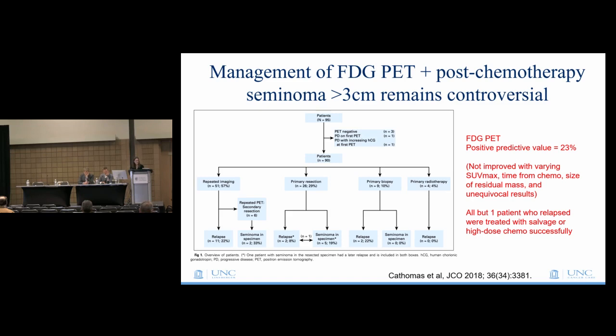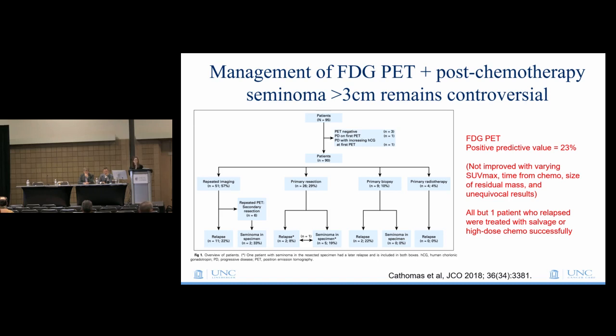And interestingly, it ended up that 23% of these patients ended up having either seminoma in the specimen or ended up relapsing, and that's a pretty low number. So out of all the patients that had a positive PET for seminomas greater than 3 centimeters, only 23%, so a positive predictive value of 23% for having viable seminoma.